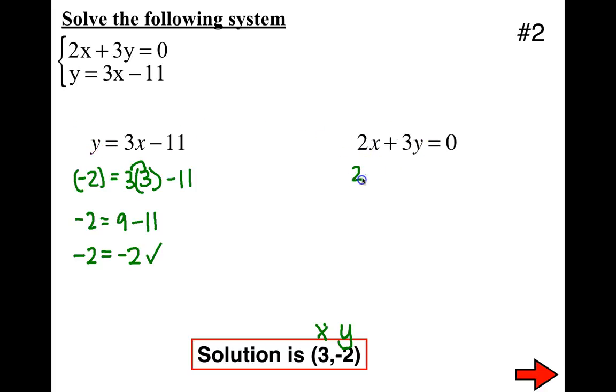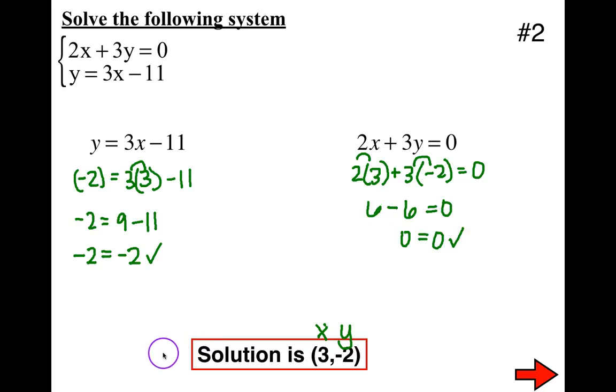So here we have 2 times x, x is a 3, plus 3 times y, which is a negative 2. It's supposed to equal 0. 2 times 3 is 6. 3 times negative 2 is negative 6. 6 minus 6 is 0. So it checks out for both. Therefore, I could confidently say that the solution to the system is indeed 3, negative 2.